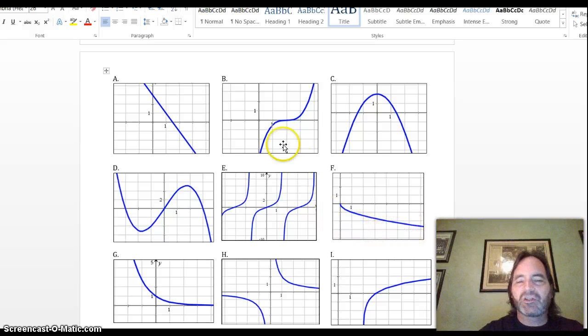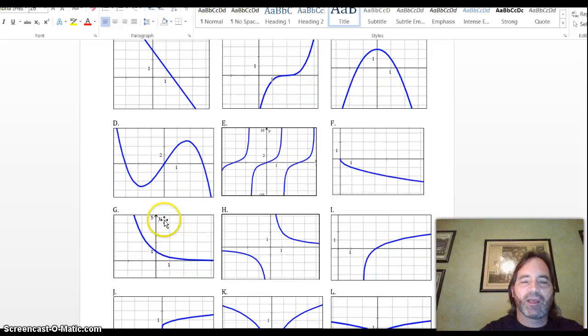What are the parent functions for these graphs? Okay, that's something to think about, okay? This looks similar to tangent. Like I said, this one is square root, logarithm, things like that, okay?